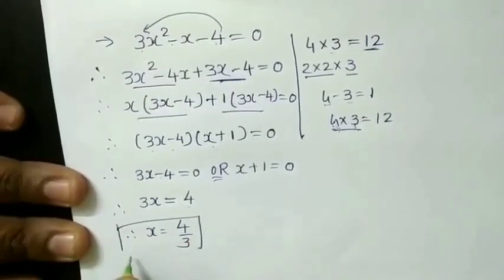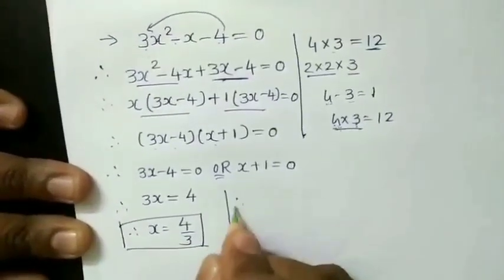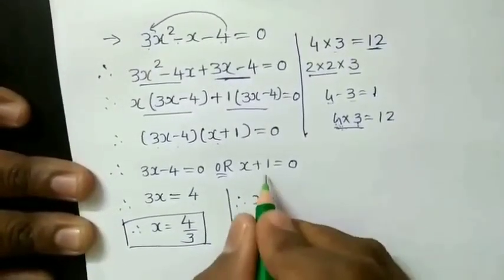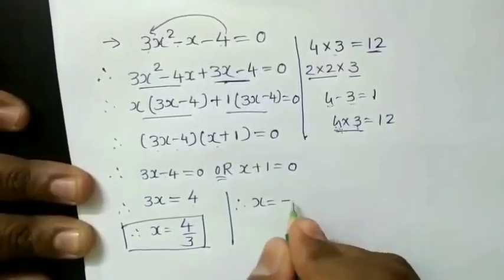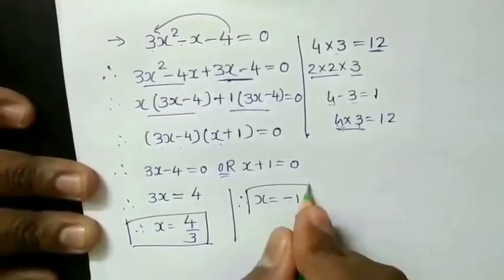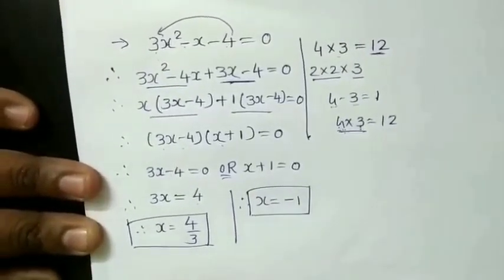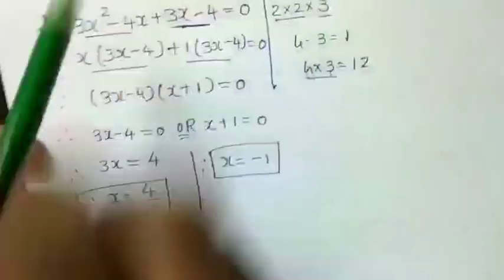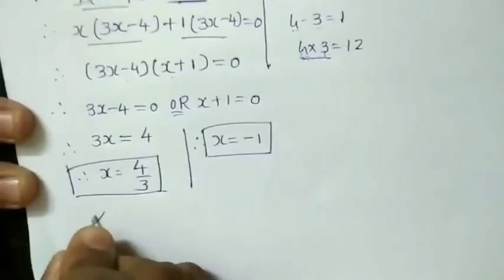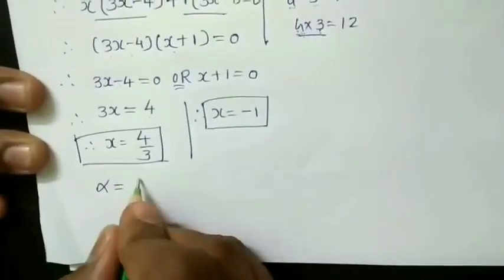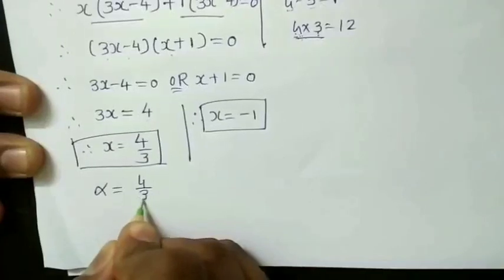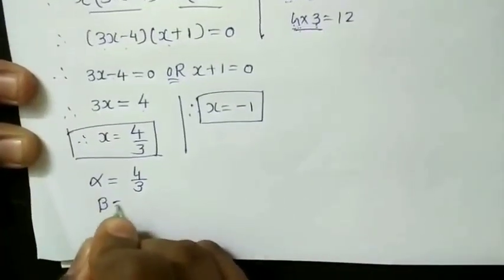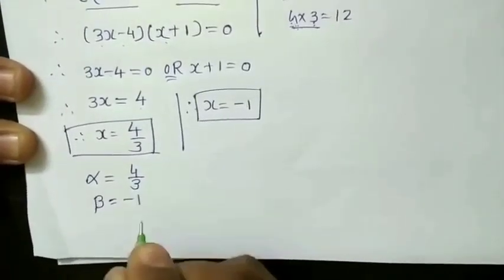This is one of the zeros. And here you can see x plus 1 is equal to 0. Therefore x is equal to, I will bring 1 to the other side, then the sign will get changed. x is equal to minus 1. So we got two solution sets, that is, the following zeros. One zero I will say is alpha, which is 4 by 3, and another zero I will consider as beta, which is equal to minus 1.